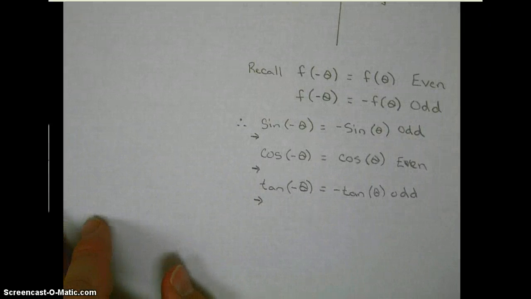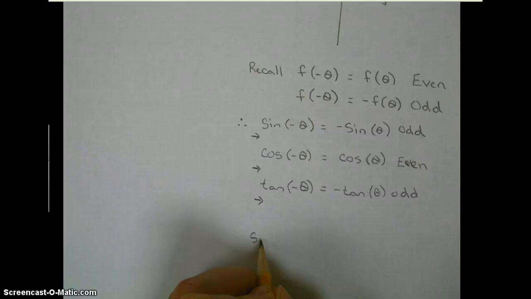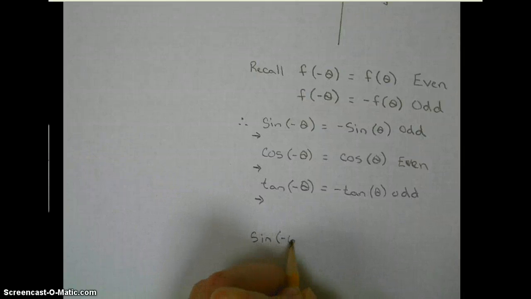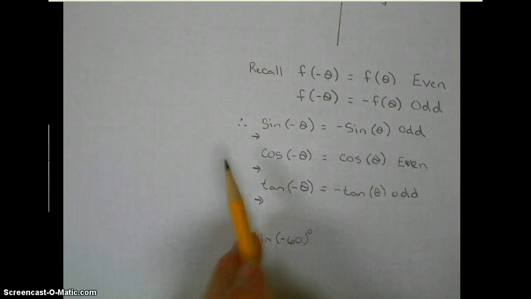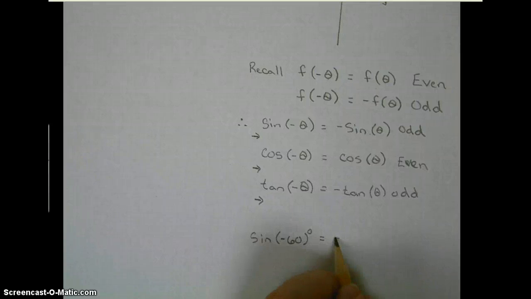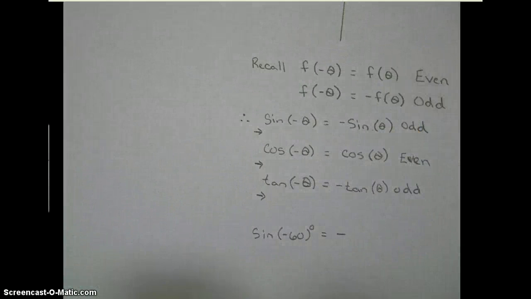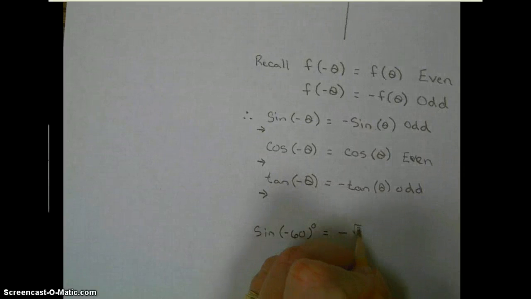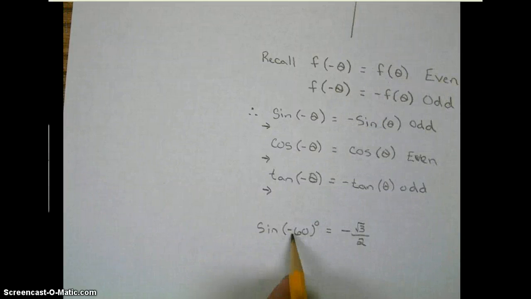Okay, so let's go ahead and look at an example. Let's say that we want to find the sine of negative 60 degrees. Well, knowing that sine is an odd function tells us that our output is going to be negative. And so the sine of 60 degrees is the square root of 3 over 2. And it will be negative because sine is an odd function.